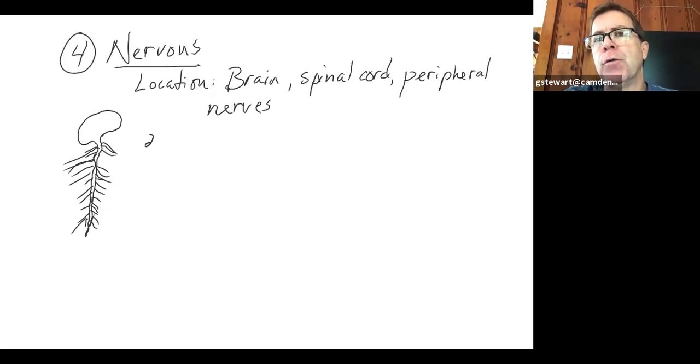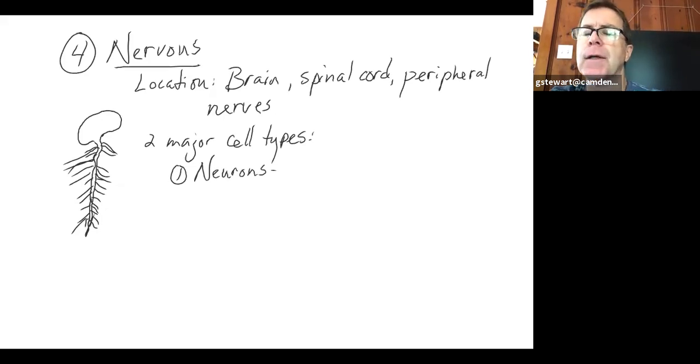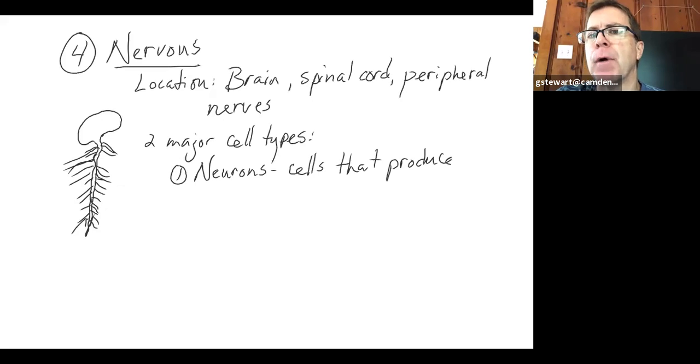There are 2 major cell types in this tissue. The first are neurons. So I want you just to get used to this language. These are the cells that produce and transmit electrical impulses.